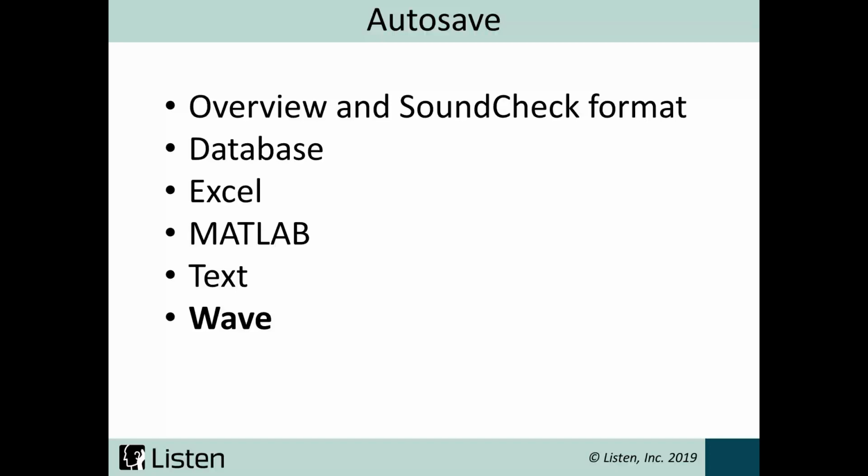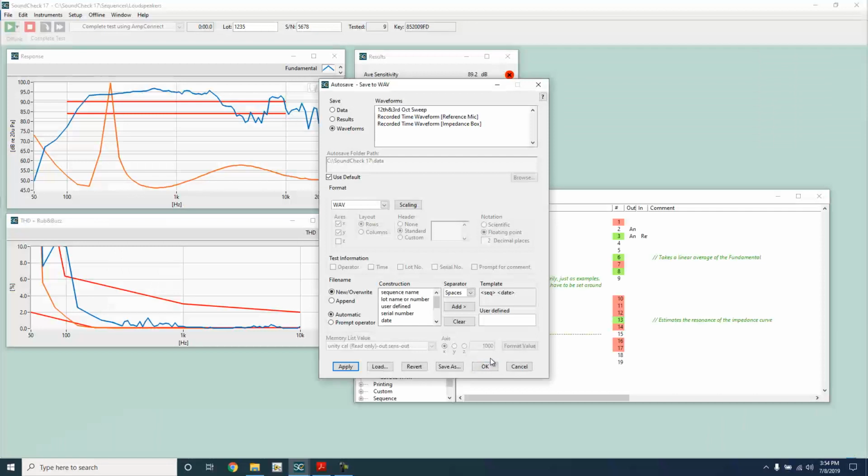In this video, we'll go over autosaving to WAV files. We can only save waveforms to WAV files. And we can only save one waveform at a time to a WAV file. If we want to save multiple waveforms, we will need multiple autosave steps.